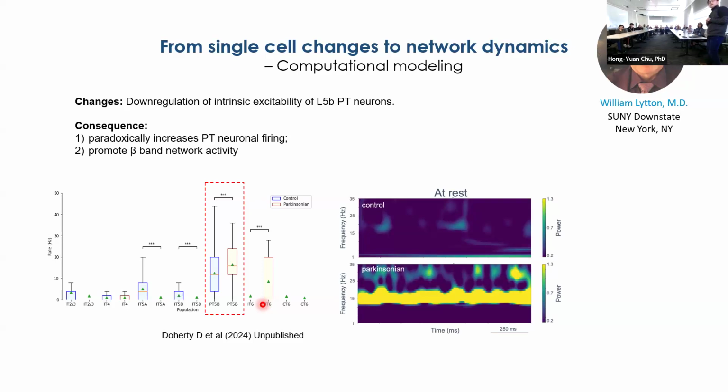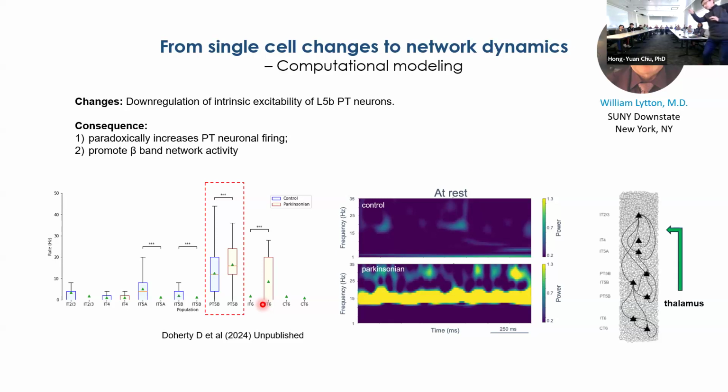And I just want to use this as a good example to highlight that this computational model is a powerful tool for us to study how single-cell and synapse-level changes may impact network-level dynamics. And in this model, they assume that the thalamic excitation, as indicated by the green arrows there, is not affected by loss of dopamine in the Parkinsonian state, but we don't know.